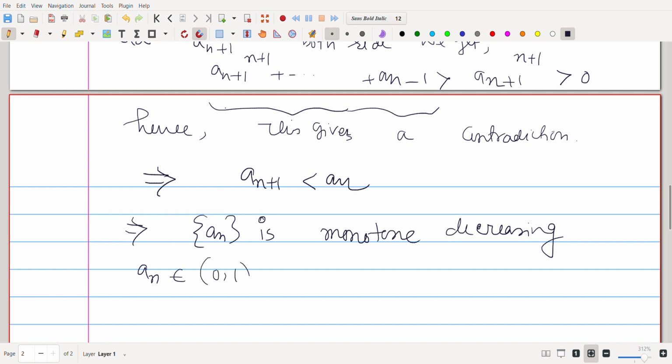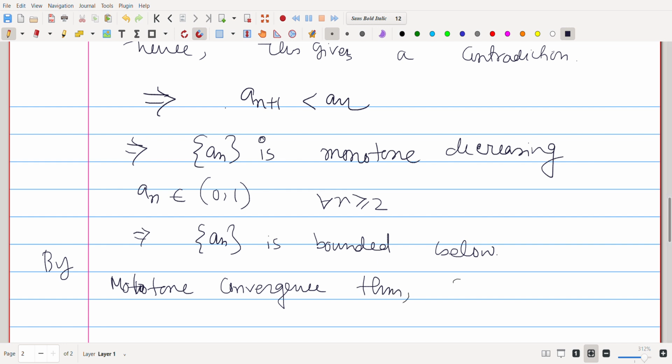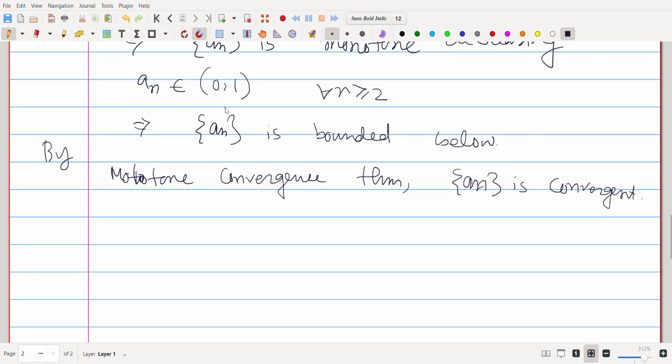Again, a_n belongs to the open interval (0,1) for all n greater or equal to 2, right? So this will imply a_n is bounded below. By the monotone convergence theorem, a_n is convergent. Okay, let a_n go to L.